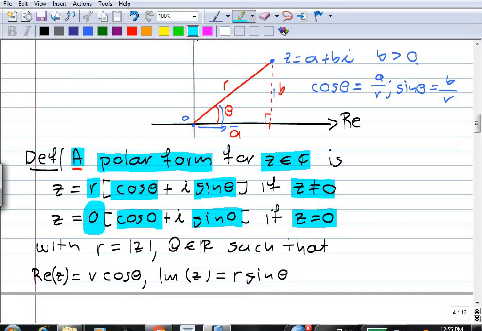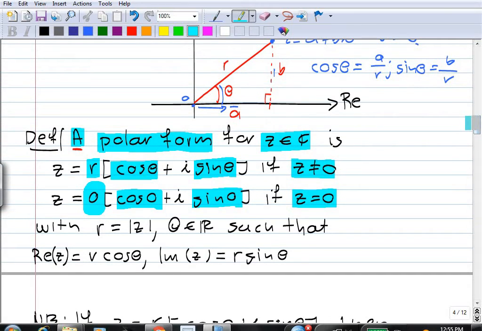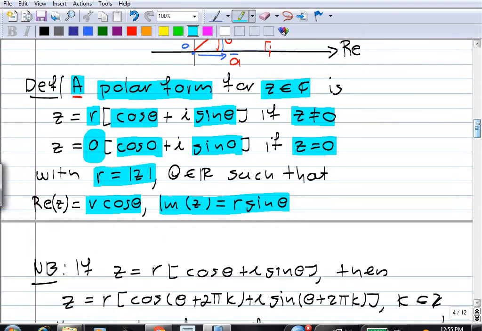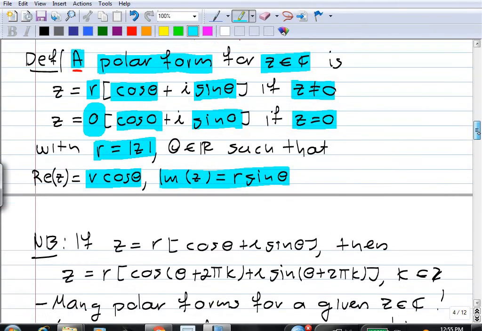Okay, so from this equation for z, it follows that the real part of z is r cos theta, the imaginary part is r sine theta, and the modulus of z is r. Now a couple of things you need to note. Remember, the sine and cosine functions are periodic with period 2 pi.